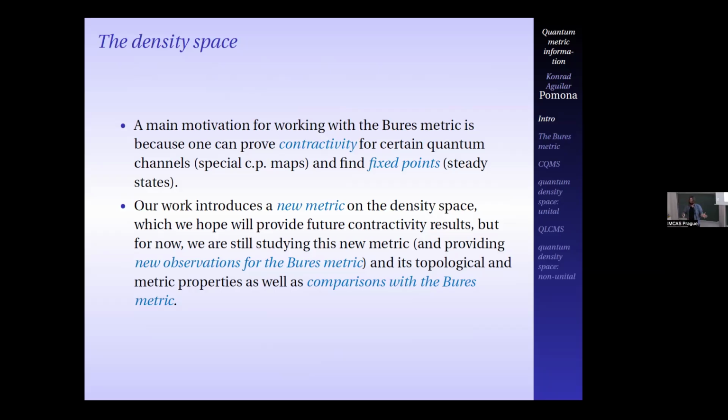We've also just been having fun studying what this quantum metric looks like on the density space, and how it compares to the Bures metric. Also looking at the Bures metric in the non-unital C-star algebra case, which hasn't been done before, and things like this. So we're not focusing on quantum channels in this talk. We've been focusing on this: here's a new interesting metric space, and therefore topological space as well, that seems to be fun to play with.